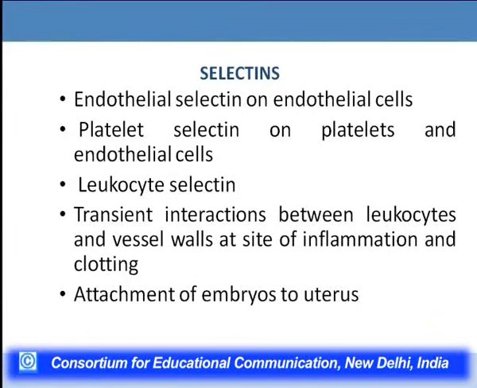Now these selectin molecules are responsible for making transient interaction, that is interaction which does not last for very long but for a very short duration of time, which is sufficient for cells like leukocytes to make interaction with the walls of the blood vessels at the sites where there is inflammation and clotting. So leukocytes make interaction with the blood vessels at sites where there is inflammation, so that they can move out from that particular site to the site where there is infection by any bacterial organism or any other organism, and they can carry out their activity of phagocytosing that particular organism.